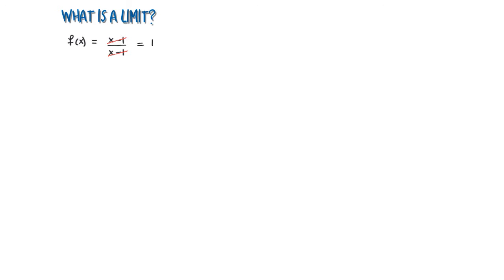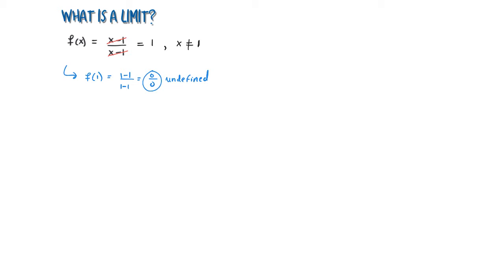I just want us to be careful though, that this is equal to 1 as long as x doesn't equal 1. Because if x is equal to 1, if I consider f of 1, I will end up getting 1 minus 1 over 1 minus 1, which is equal to 0 over 0. And 0 over 0 is always undefined in mathematics. In fact, in calculus, we're going to call 0 over 0 an indeterminate form. That means we cannot have an answer.